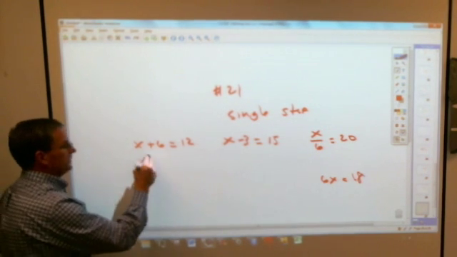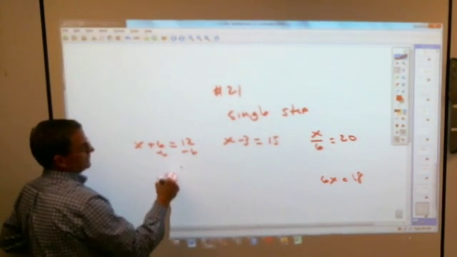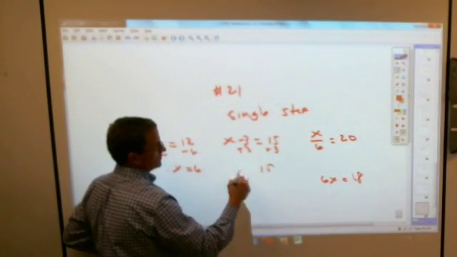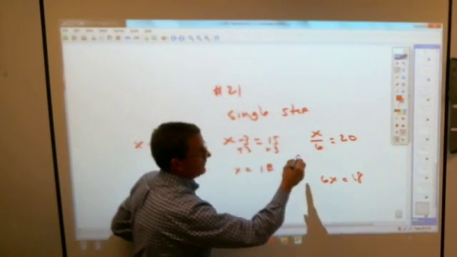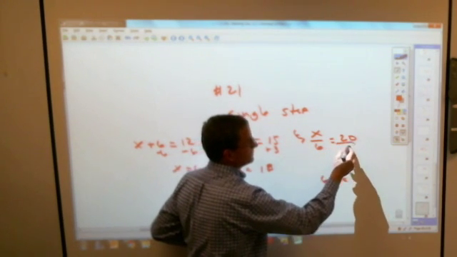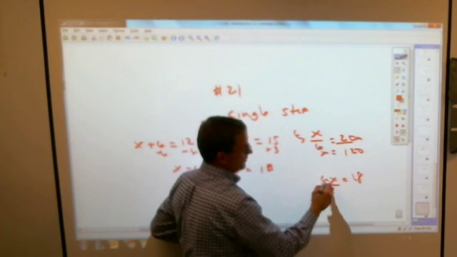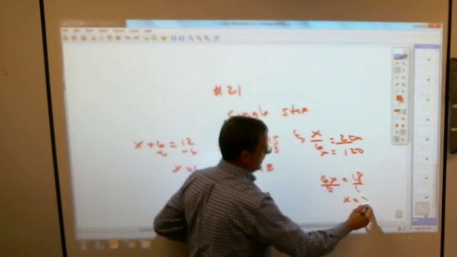If it's an addition equation, you subtract. X equals 6. If it's a subtraction equation, you add. Do the opposite. You do both sides. If it's a division one, you multiply. You get 120. And if it's a multiplication one, you divide. X equals 3. Enough of that.